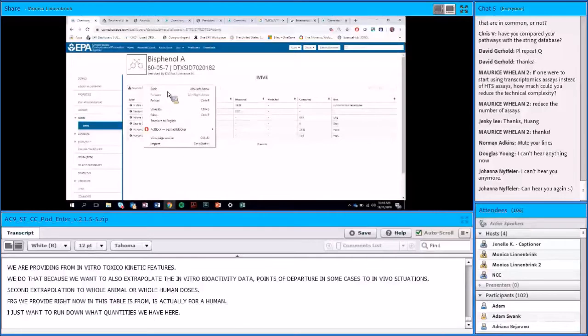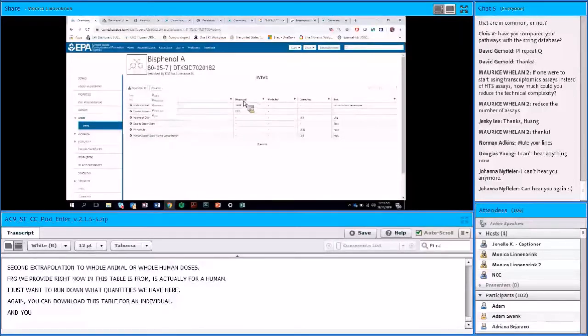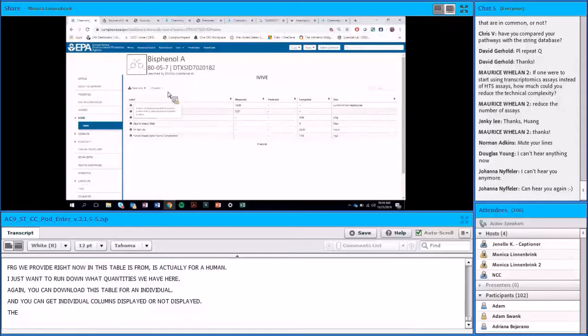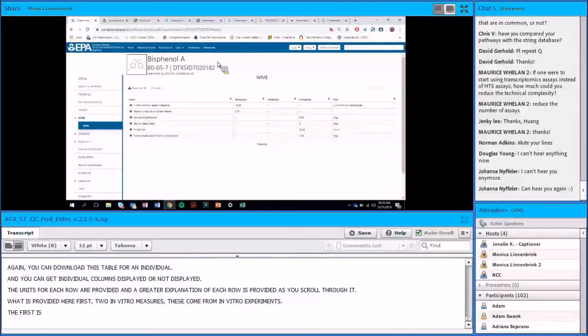So I just want to run down what quantities we have here. Again, you can download this table for an individual, and you can get individual columns displayed or not displayed. The units for each row are provided, well, actually in a column labeled units, and a greater explanation of each row is provided as you scroll through it. So what is provided here? First, two in vitro measures. So these actually come from in vitro experiments.